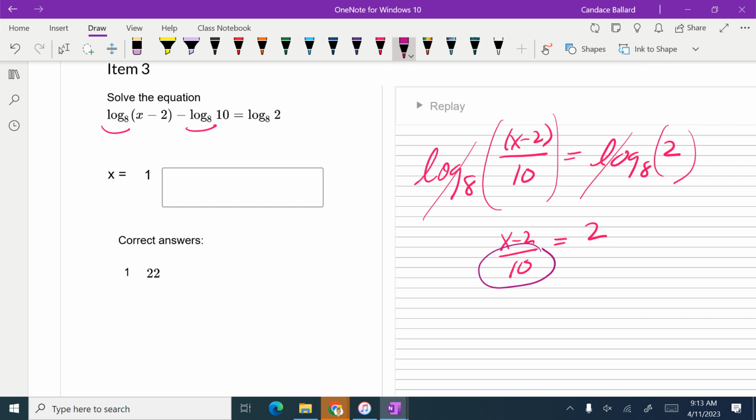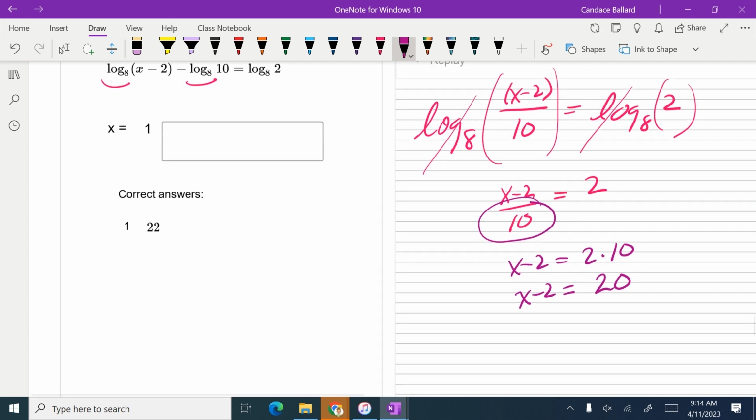How do I move the 10 to the other side? Multiply. So x minus 2 equals 2 times 10. What's 2 times 10? 20. Good. How do I take this 2 and move it to the other side? Add it. So x equals, what's 20 plus 2? 22.